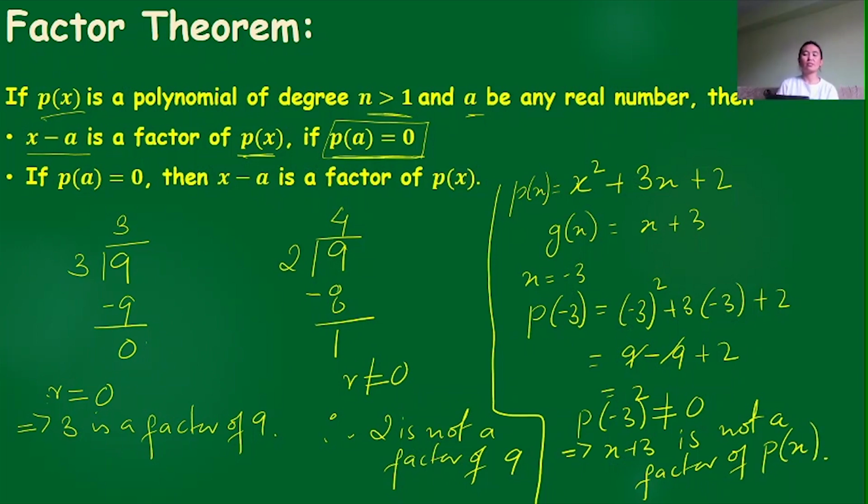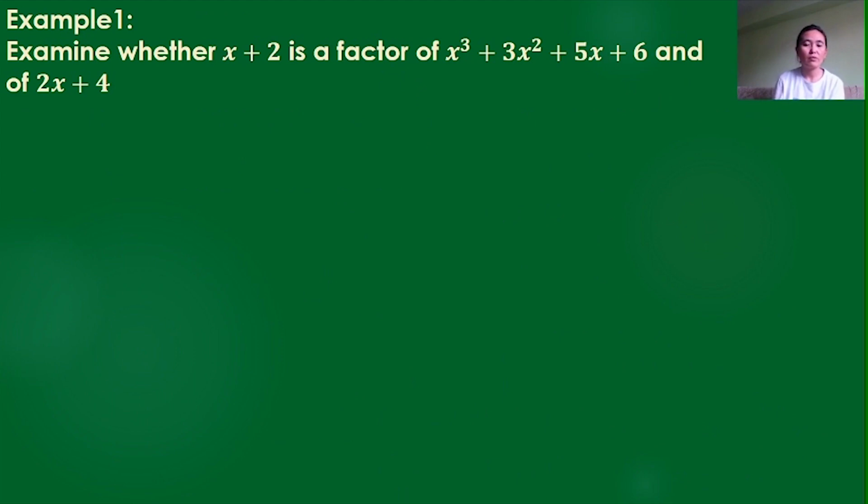Now we'll try to understand the factor theorem with a few more examples. First example, examine whether x plus 2 is a factor of x cubed plus 3x square plus 5x plus 6. Now here x plus 2 is a linear binomial, whereas x cubed plus 3x square plus 5x plus 6 is a cubic polynomial, because there are 4 terms and the highest power of the variable is 3. So we'll use the factor theorem here.